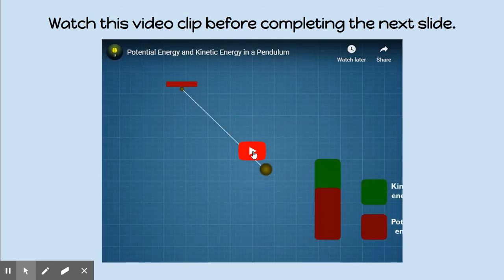Okay, let's watch the video clip before completing the next slide. So we're looking at potential and kinetic energy in a pendulum.